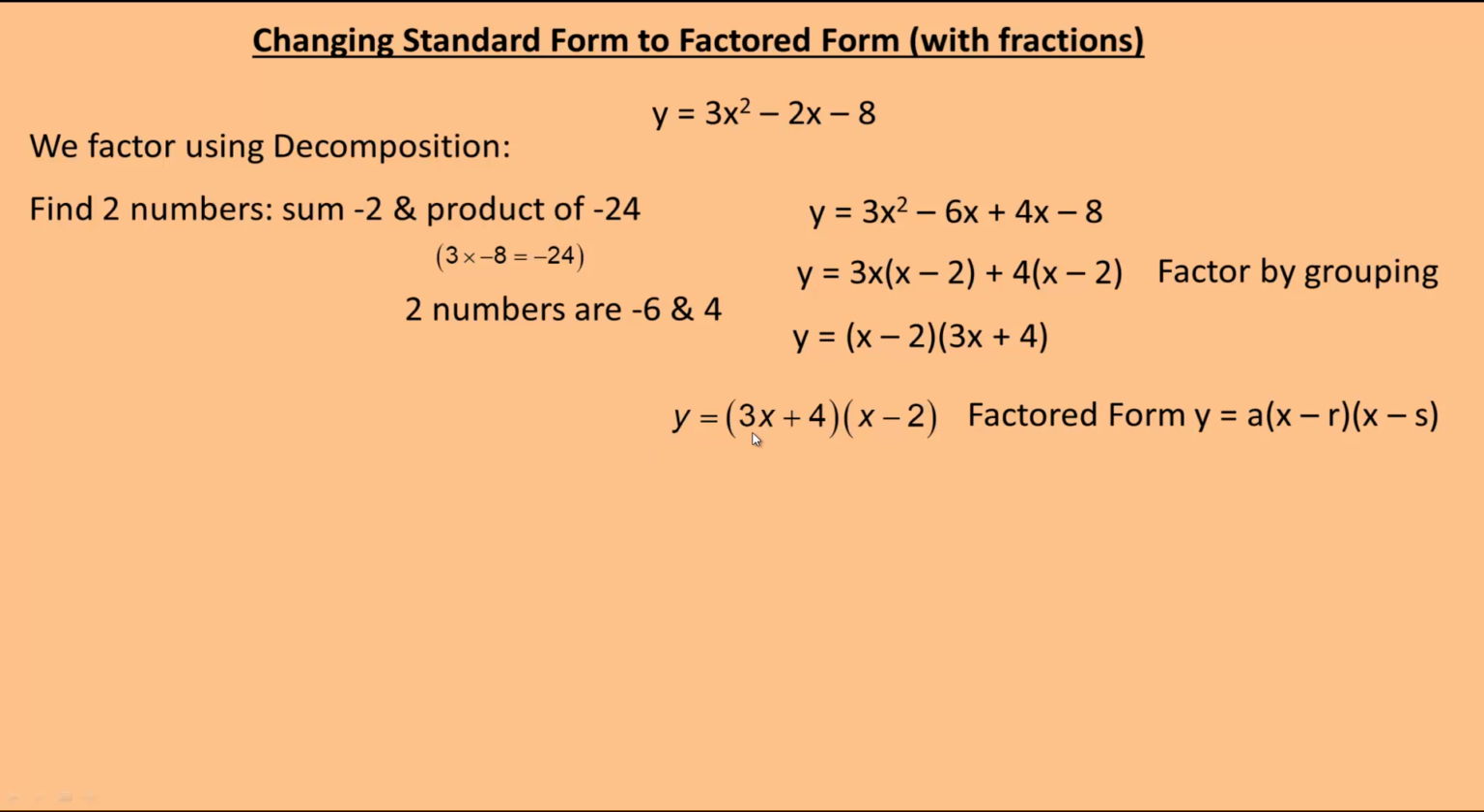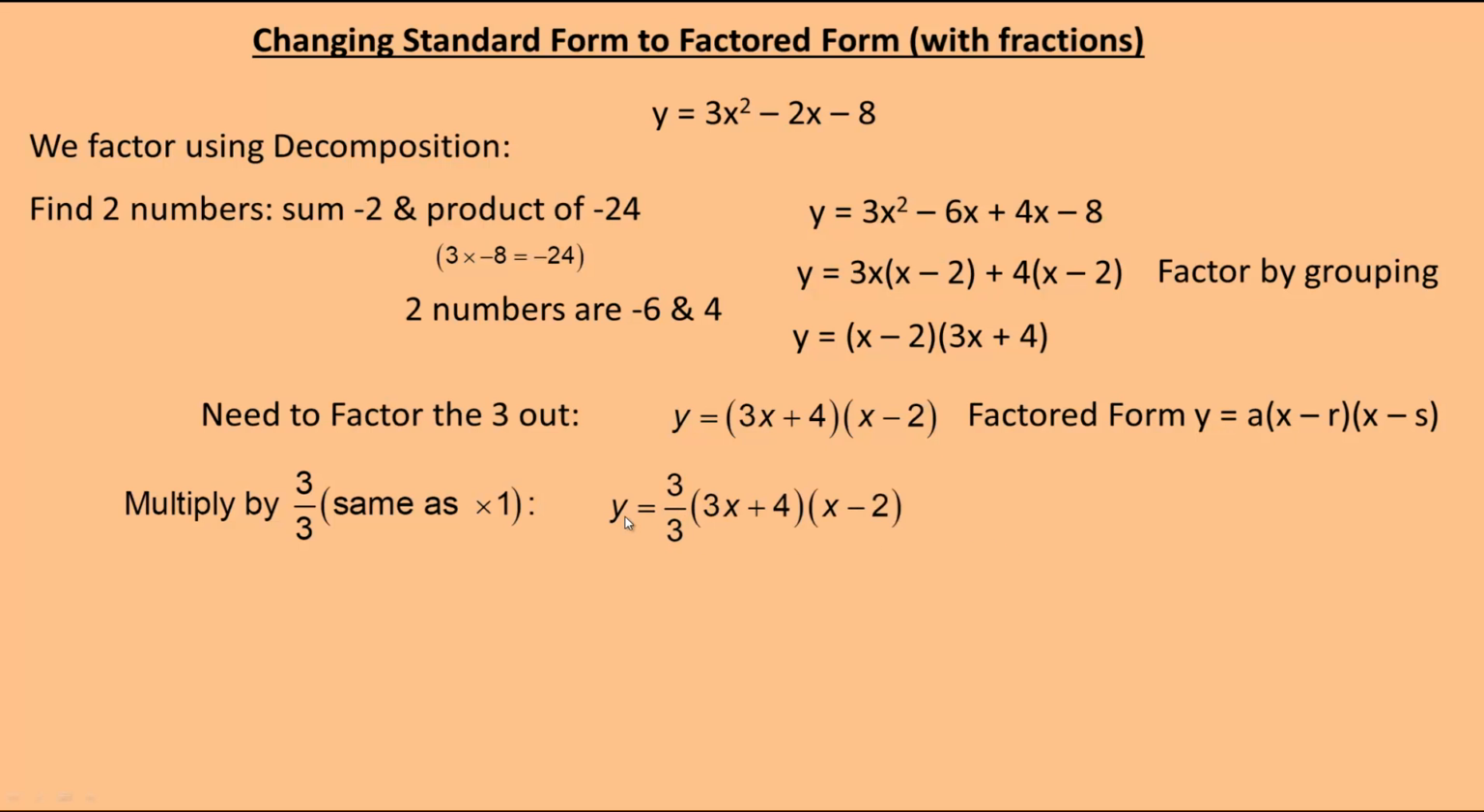So we need to factor this 3 out. And 3 doesn't factor out evenly out of 4. So I'm going to show one way to do this. There's more than one way to do this. What I'm going to do is multiply this by 3 over 3. Now 3 over 3 is the same as multiplying by 1. If you multiply something by 1, it doesn't change its value at all. It stays the same. It's just going to change to a different form. So here's my 3 over 3. And again, this is equivalent to this because that is equal to 1.